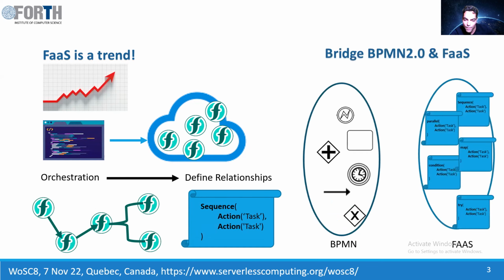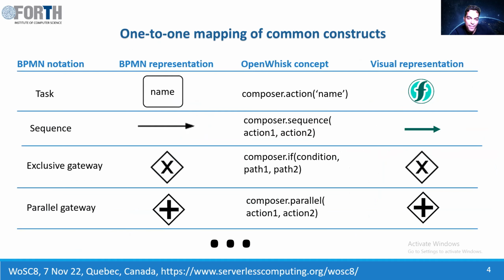So having one set of visual BPMN shapes and another one of FaaS workflow definitions, we will try to match these two sets in order to be able to take any BPMN application to a FaaS platform. And we will name this process mapping BPMN to FaaS. To implement this mapping, some things are simple. Some BPMN concepts map one-to-one to FaaS concepts. For example, the BPMN concept of a task naturally maps to the FaaS concept of a function.